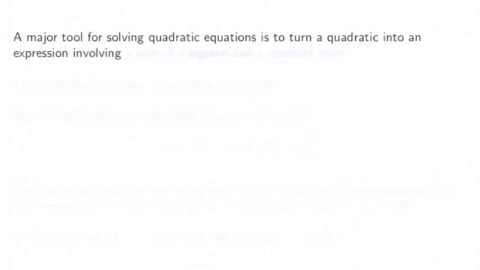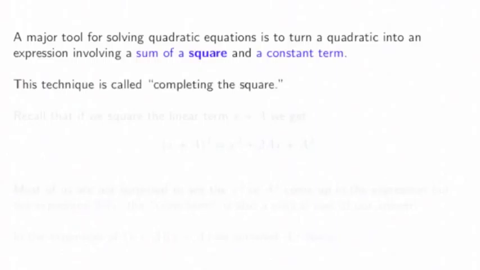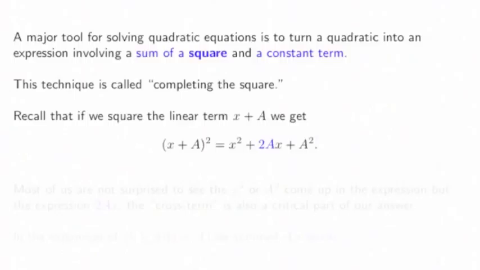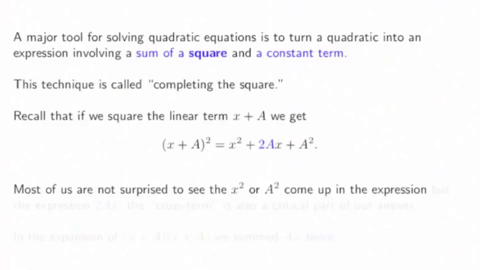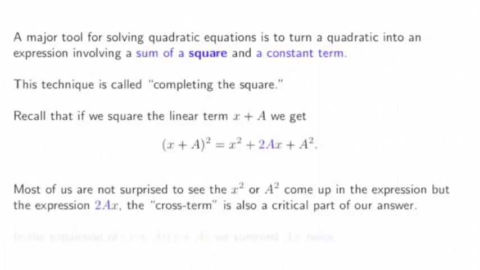A major tool for solving quadratic equations is to turn a quadratic into an expression involving a sum of a square and a constant term. This process is called completing the square. Recall that if we square a linear term like x plus a, the quantity x plus a squared is x squared plus 2ax plus a squared. Most of us are not surprised to see the x squared or the a squared in this expression, but that 2ax, the cross term, is a critical part of our answer.